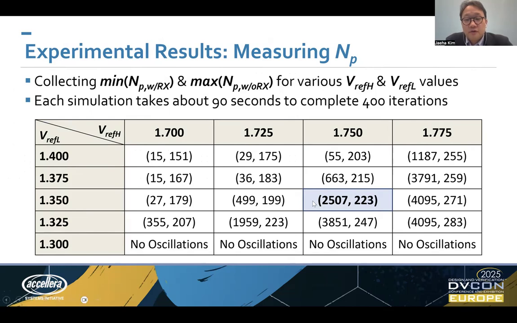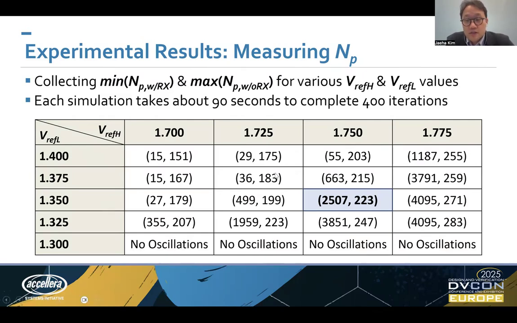Let me point out that to get each of these simulation results for one set of VREF-H and VREF-L values, we let the UVM Testbench run to perform 400 iterations, which took only 90 seconds total. Then we repeat that simulation while varying the VREF-H from 1.7 to 1.775 in 25 millivolt steps. And we also vary VREF-L from 1.3 to 1.4 in the same 25 millivolt steps.